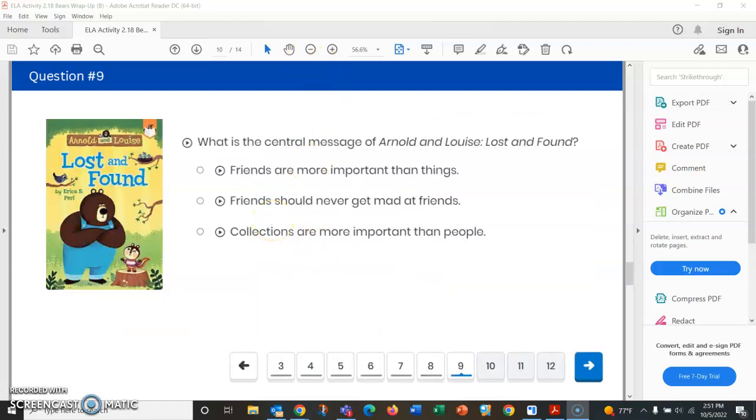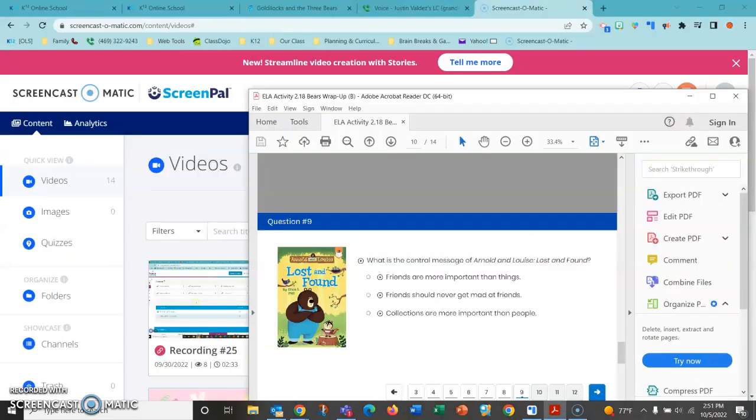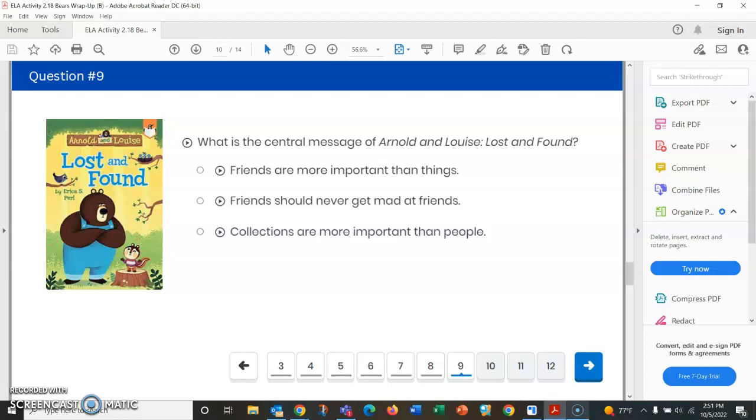Okay, and then this question here, the central message of Arnold and Louise, Lost and Found. So you may or may not have read this story. Okay, so this story right here is Arnold and Louise, Lost and Found, and we want to take a look at this right here.